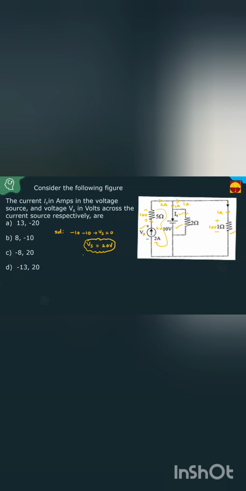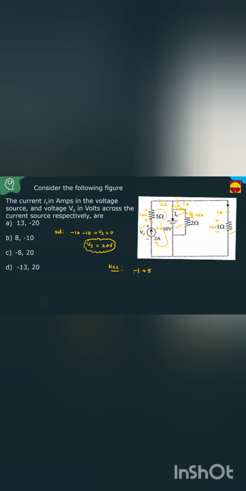Then what about this current? This is 10. What is the voltage across the 2 ohm resistor? It is also 10 volts because these two are parallel. 10 by 2, that is 5 amperes. Then apply KCL at this node. If you apply KCL at this node, students, what is the entering current? 1 ampere. Entering currents are taken as negative, so -1. What is the leaving current? +5.